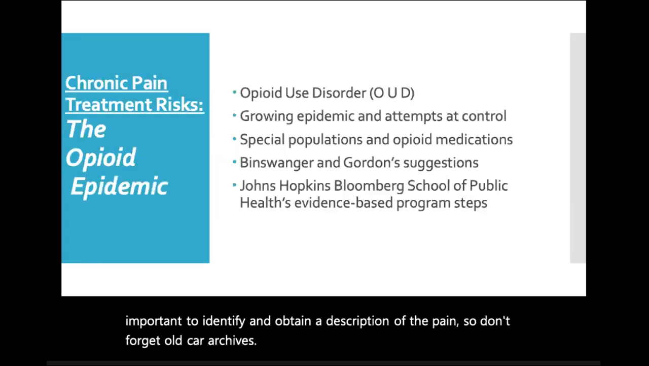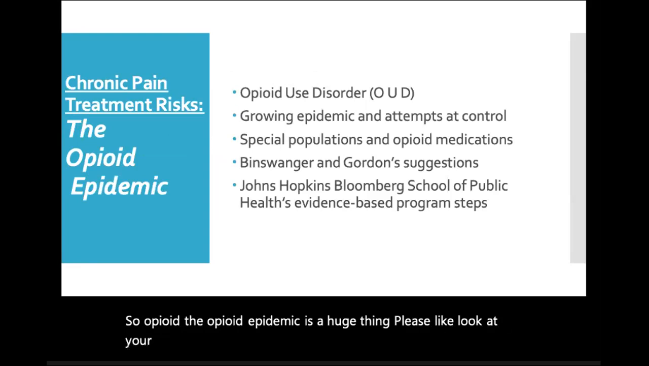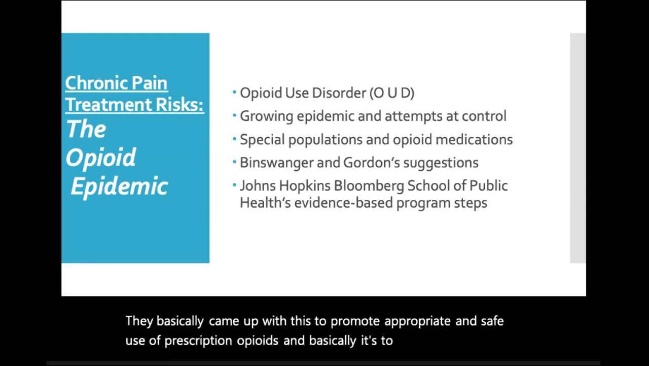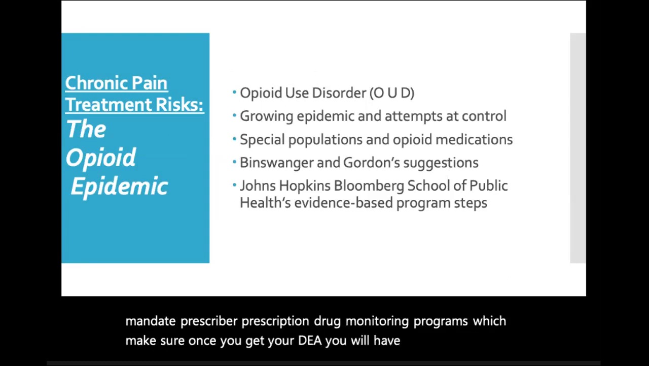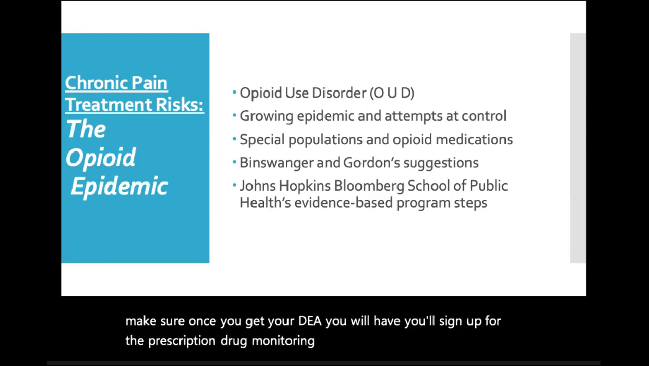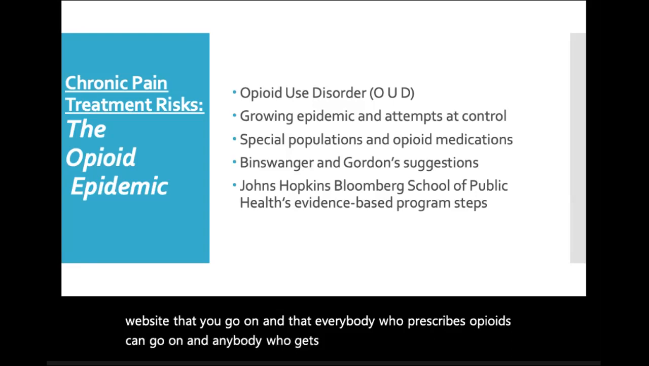Okay, so the opioid epidemic is a huge thing. Please look at your Johns Hopkins evidence-based program steps. They basically came up with this to promote appropriate and safe use of prescription opioids. And basically it's to increase education and mandate prescriber prescription drug monitoring programs, which make sure that once you get your DEA, you'll sign up for the prescription drug monitoring program. That's basically a website that everybody who prescribes opioids can go on. And anybody who gets a prescription for an opioid, it gets logged into the system.